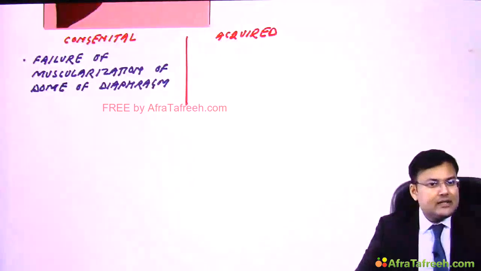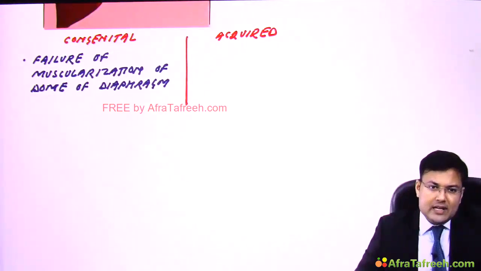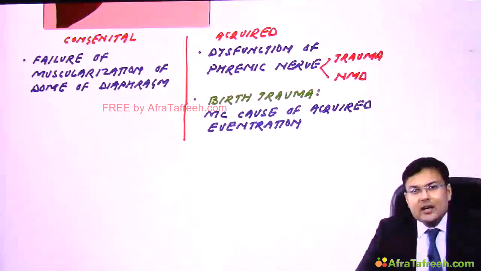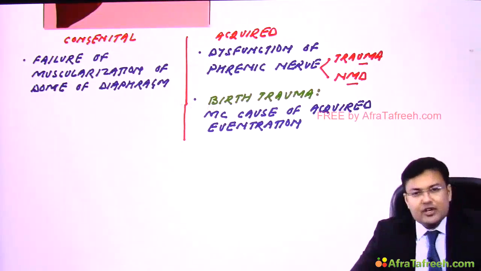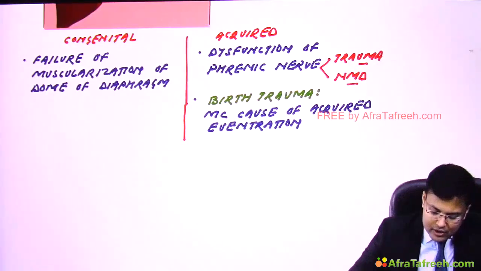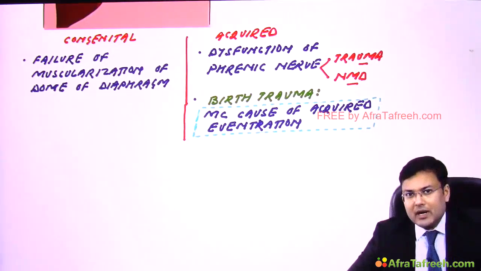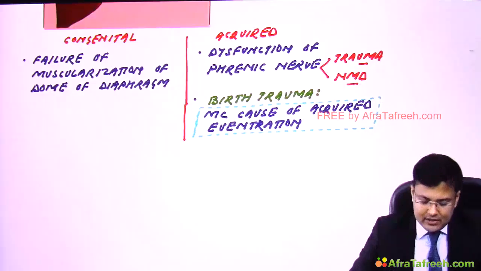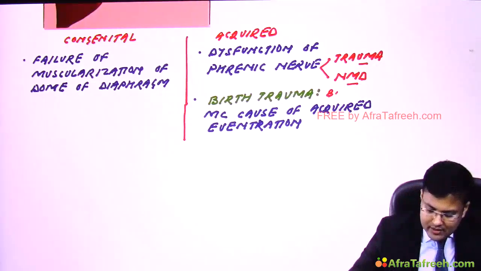The congenital variety is because of failure of muscularization of dome of diaphragm. That's why there is abnormally elevated diaphragm. And the acquired eventation is because of dysfunction of phrenic nerve. It can occur because of trauma or neuromuscular disorders. And what's the most common cause of acquired eventation of diaphragm? That is birth trauma. And we discussed that this birth trauma is more common in breech presentation.